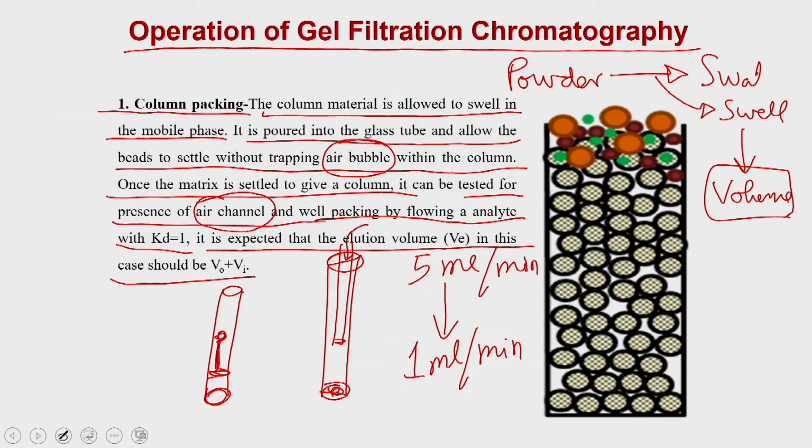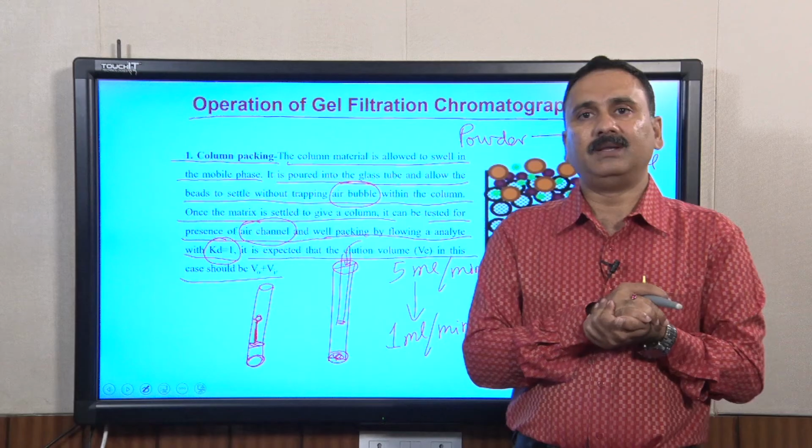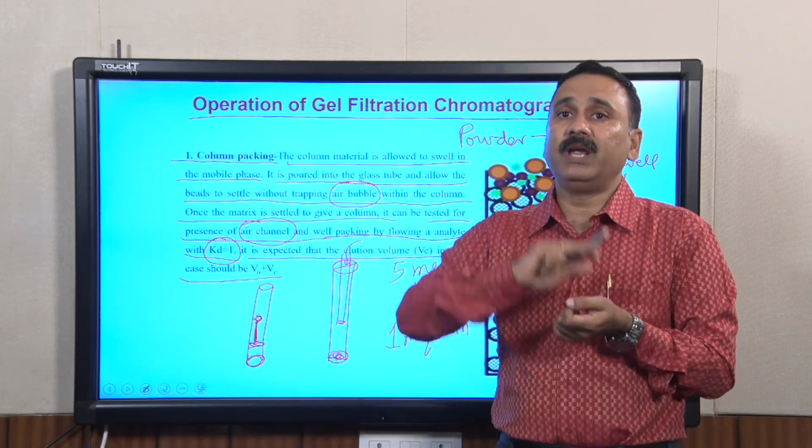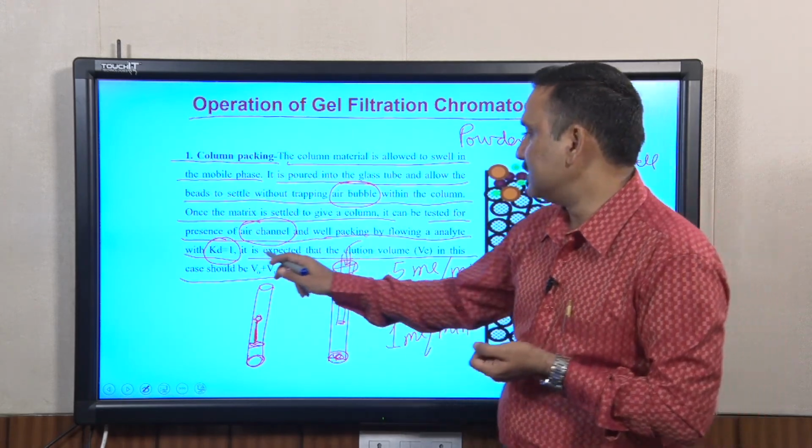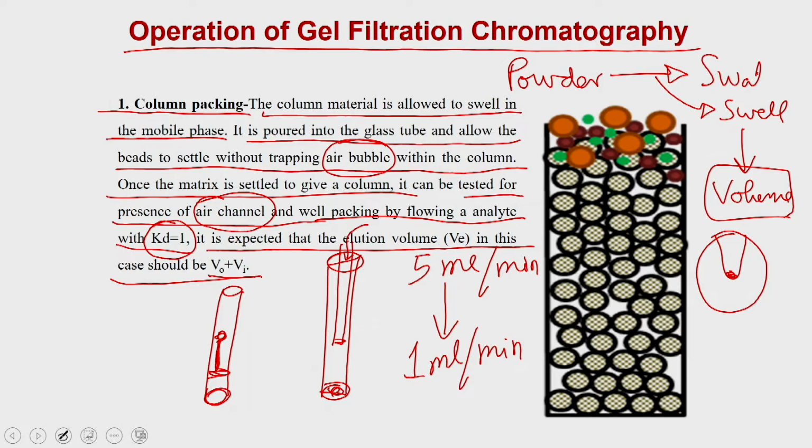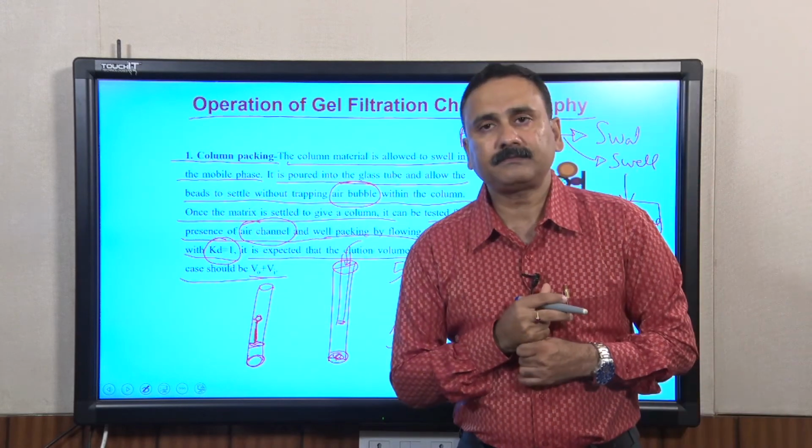Now, if you would like to test that, you have to pass through a material which is of Kd equal to 1. And if you remember, we have said that Kd equal to 1 means the molecule is going to sit at the bottom of that particular pore, and that should take the amount of time which is equivalent to Vo plus Vi, which means it should travel all the way from the pores, which is the Vi, versus from the top to bottom.